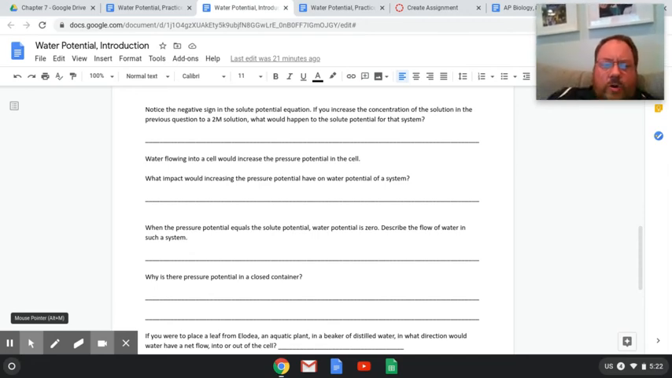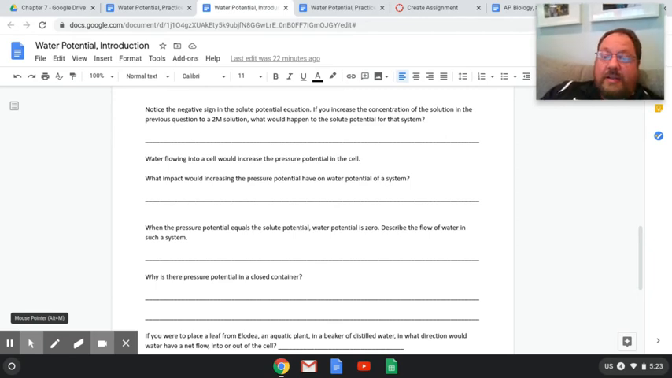All right, so water flowing into a cell would increase pressure potential, sure. What impact would increasing the pressure potential have on the water potential in your system? Well, if water potential is pressure potential plus solute potential and the pressure goes up, then water potential will go up. When pressure potential equals the solute potential, water potential is 0, sure. Describe the flow of water in such a system. If you have water potential of 0 inside and outside the cell, or the difference in water potential is the same inside and outside the cell, then you have a net flow of 0. Water just flows in and out at the same rate.